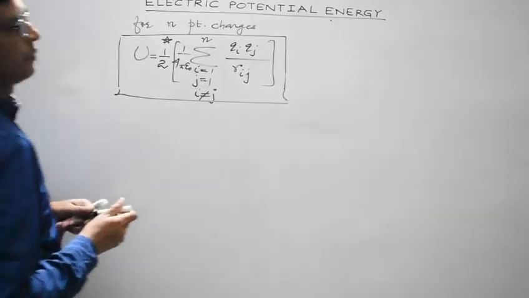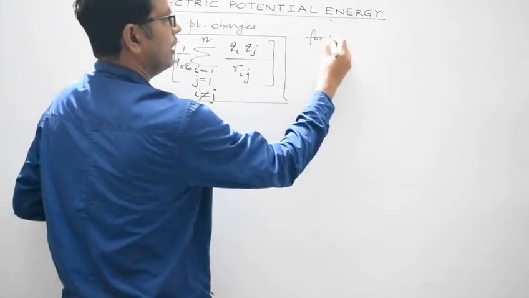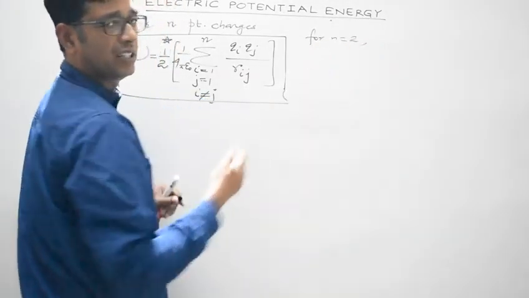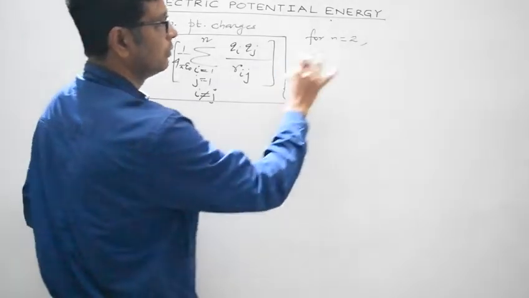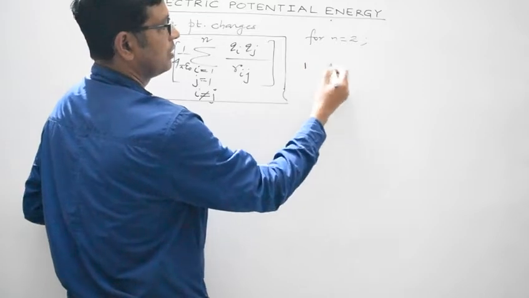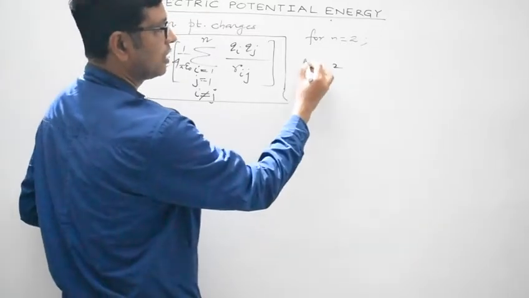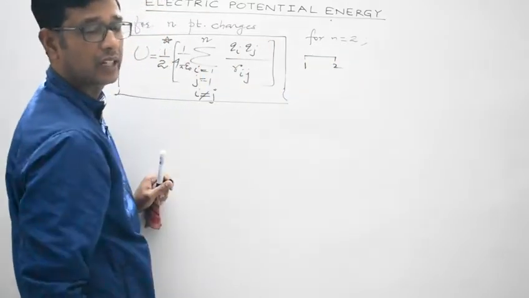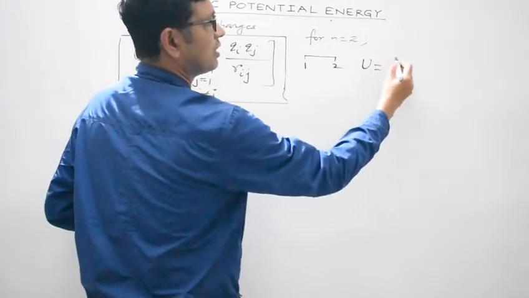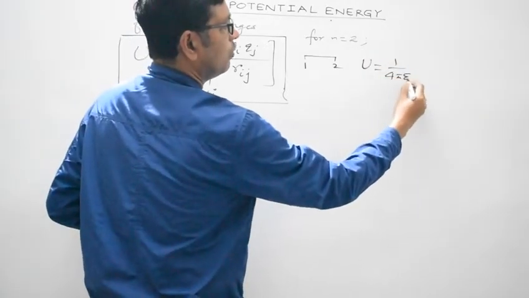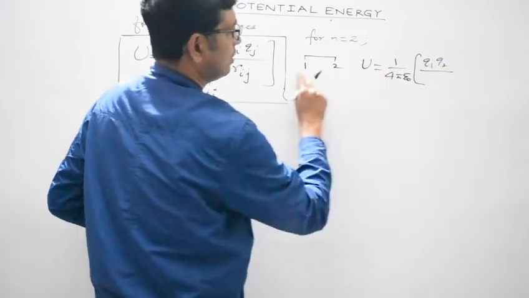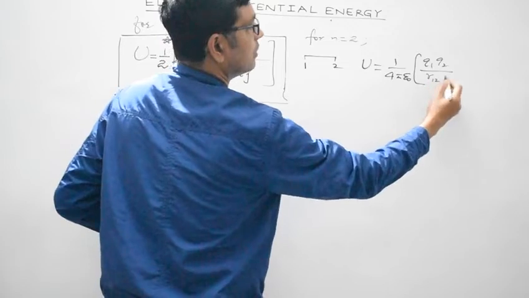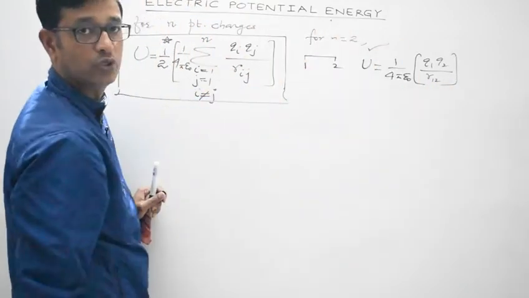Look, for n equals to 2, this is just for ready reference. In order to remember the formula, I am giving you a simple illustration. These are the two charges. The combination can be only 1, 2. This is the only way they can get connected. So this is the term which is common, 1 over 4 pi epsilon. Q1, Q2 divided by the separation between them. This will be the expression for n equals to 2.